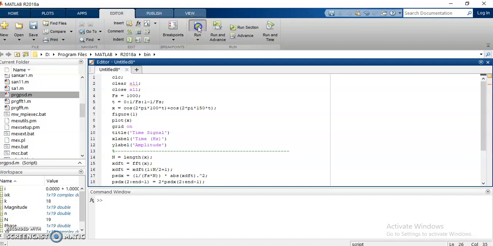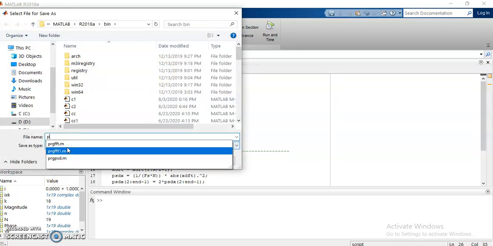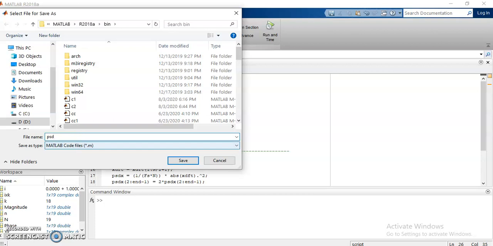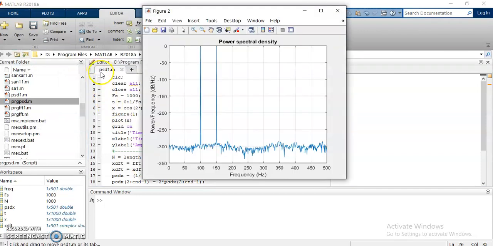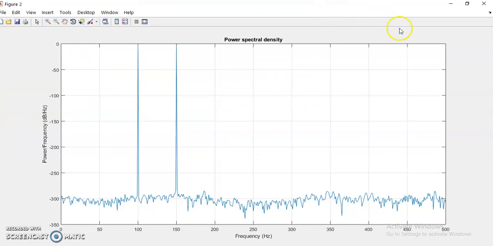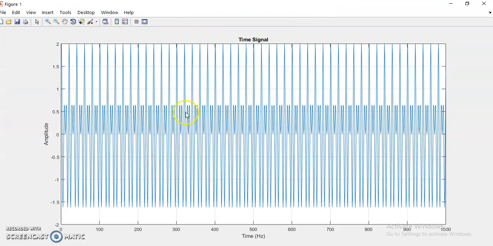and then run it. Save. Here I am going to save this file as PSD1. Save. See here, PSD1.m. Whenever we save and run, immediately it displays the two figure windows.